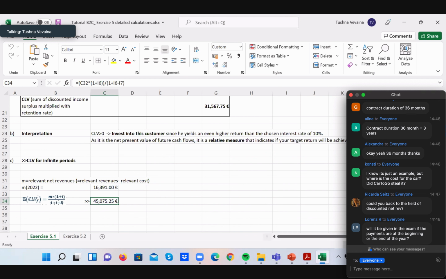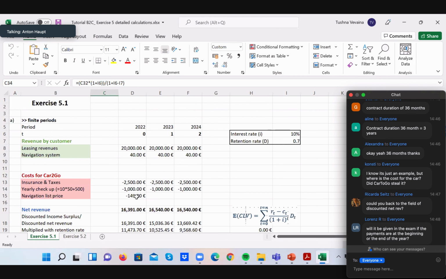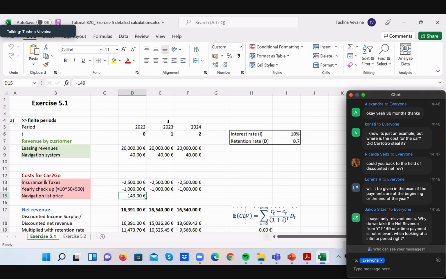Then I have questions from Julius and Anton. Anton, I think you raised your hand first, so go ahead. I didn't get the beginning of Adeline's question. Maybe she already answered it, but why do we take the 149 euros from the navigation system, the cost, into account for the infinite M? Because, as I mentioned, costs will keep changing, and for simplicity, we do this. Okay, yeah, okay. All right. Yeah, Julius?